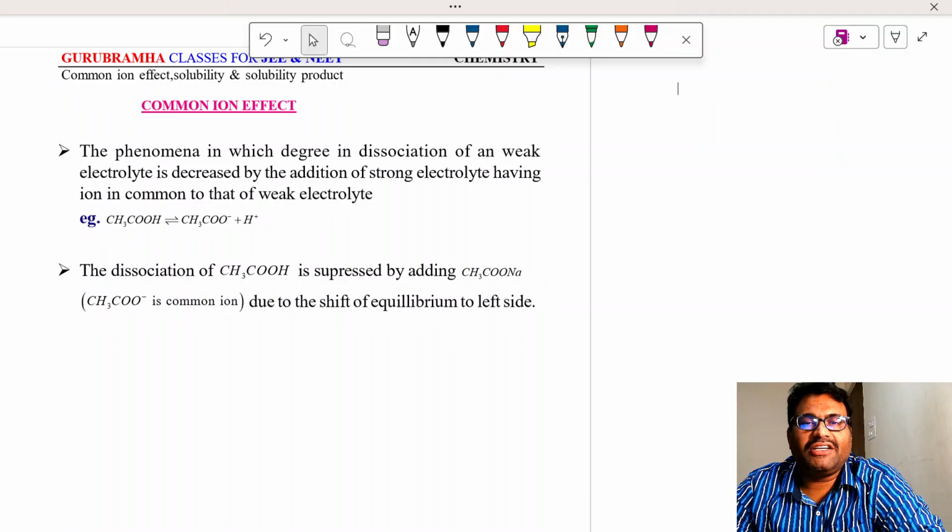We are in the chapter Ionic Equilibrium. In this session, we are going to learn about common ion effect, solubility, and solubility product of a sparingly soluble salt. Let's start the session.